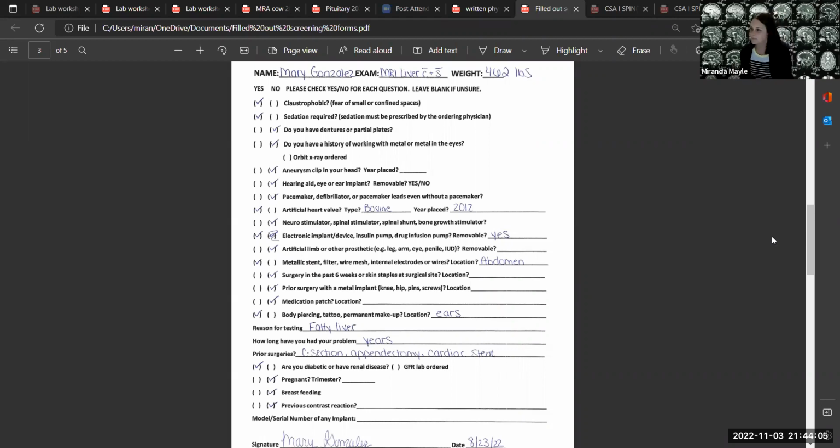All right, what else? Body piercing, tattoo, permanent makeup, ears. Do you have piercings on your ears? Yes. I will check it with a hand magnet. If it's ferromagnetic, you have to remove it. Or anyway, if it's removable, can you remove it? That should be your first question, because we want to remove everything we possibly can. If not, then you're going to get your portable magnet and check it. Anything else?